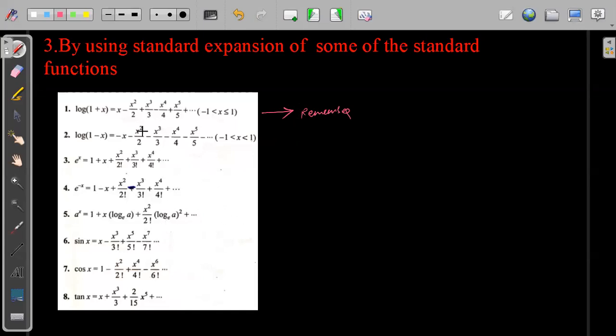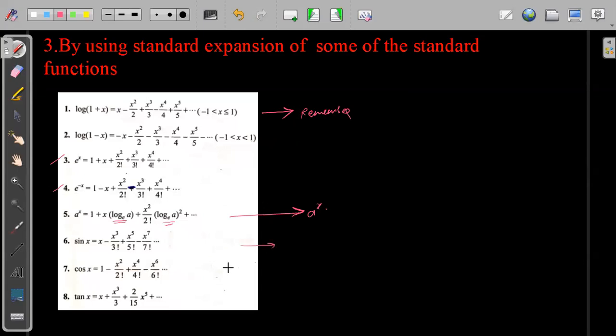Now e to the power x, e to the power minus x, you do not have to remember, just remember this one. So a to the power x, if you remember, everywhere you have log a base e, log a base e whole square, log a base e whole cube, and so on. Instead of a, if you take e, this will be log e base e whole square, log e base e whole cube, and so on. Log e base e is 1, so it will get cancelled out.